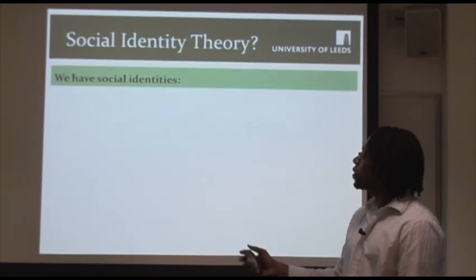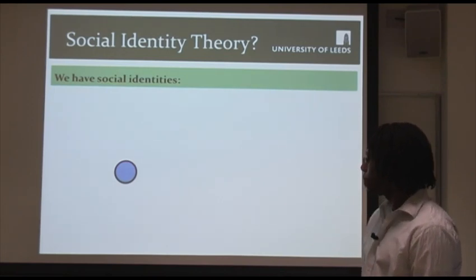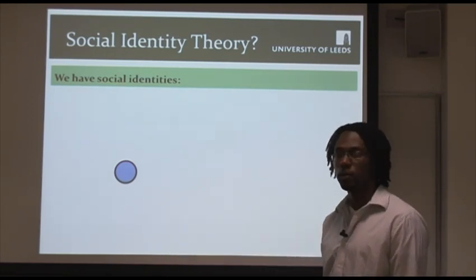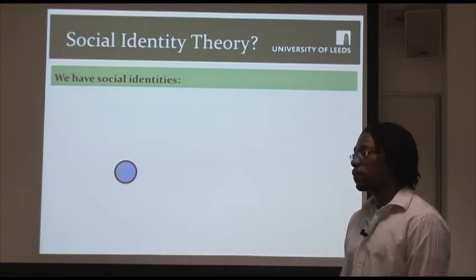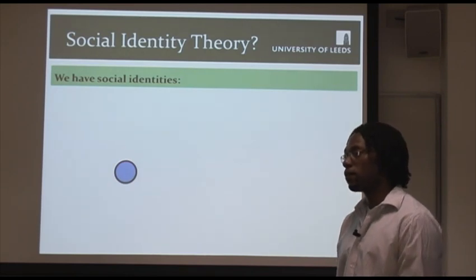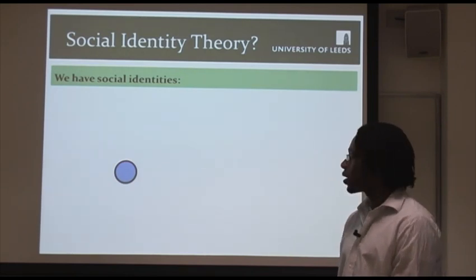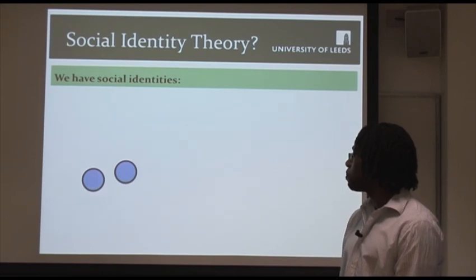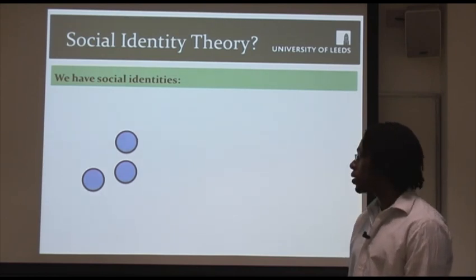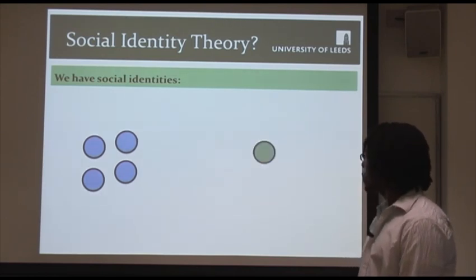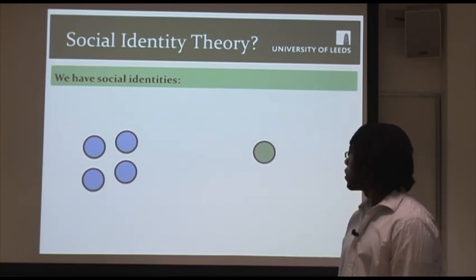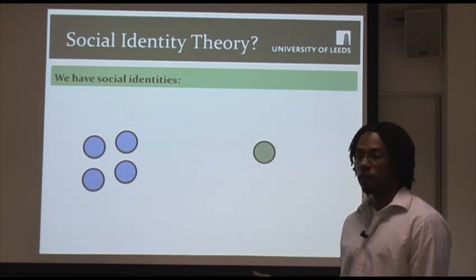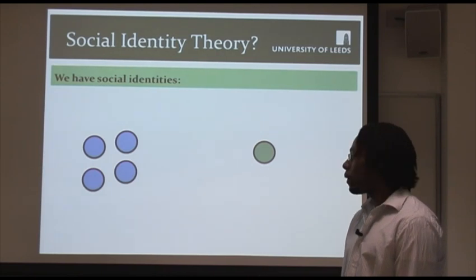So, let's put that into a picture. That is a blue dot, or a blue circle. This guy could think of himself as many different things. He could think of himself as a circle, as a two-dimensional object. He could think of himself as blue, like other blue dots. And over there is a green circle. And that person, of course, could also think of himself as green or as a circle.